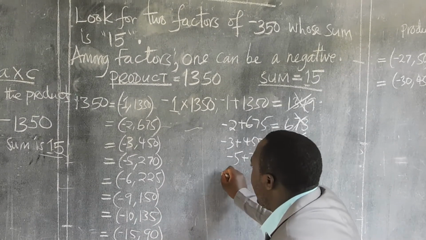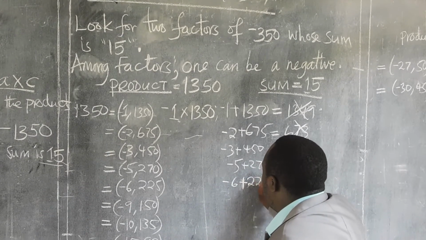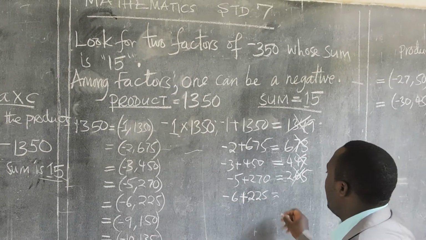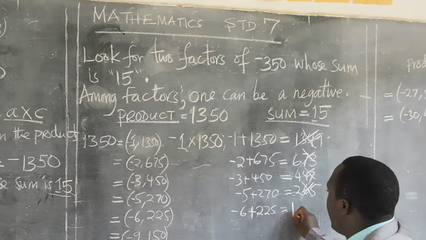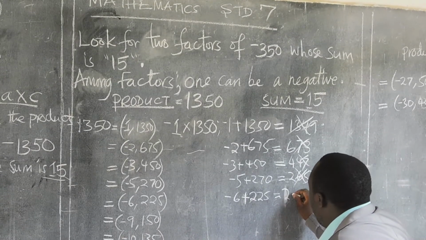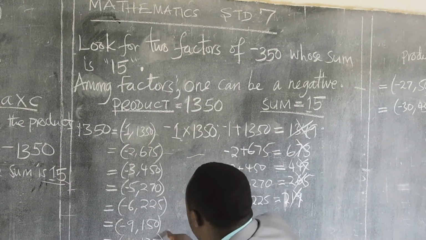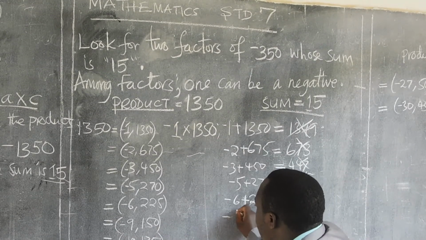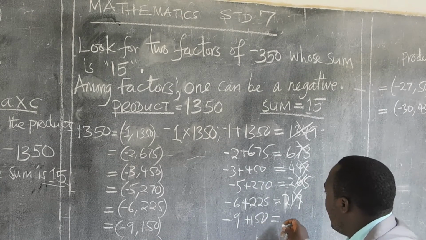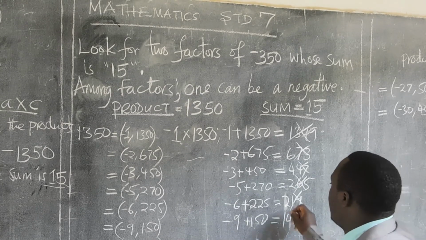The same to here, negative 6 times 200, plus 225. Means you take 225 minus 6, you are getting 219, which is not the sum we are looking for. We have also negative 9 plus 150. Once you add it, there means you subtract there. You will get 141, which is not correct.